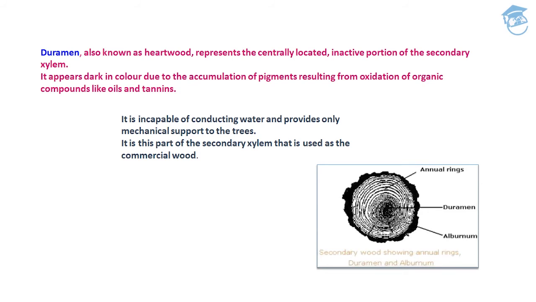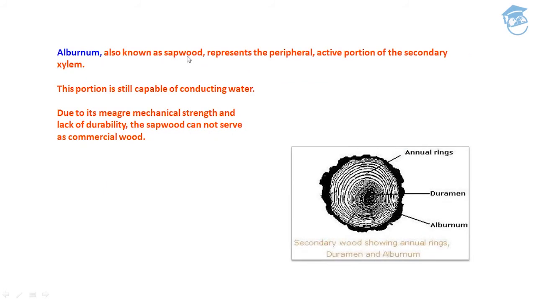It is this part of a secondary xylem that is used as commercial wood. So commercial wood is what? It is Duramen, which is also called heartwood. Okay. Now we'll talk about the Alburnum.